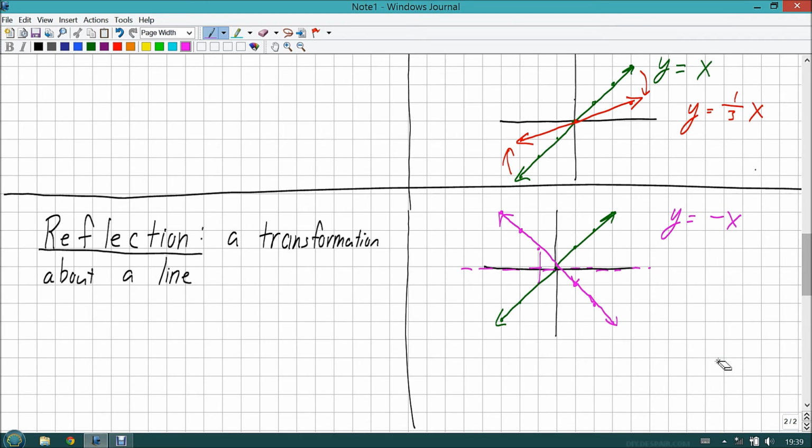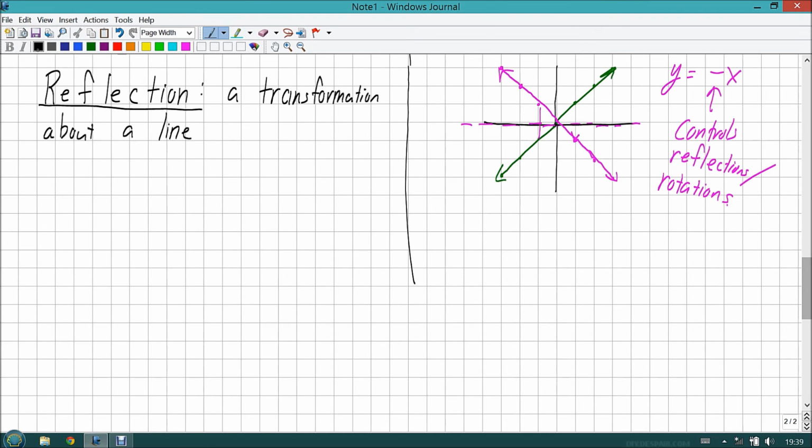So it looks like rotations and reflections are controlled by the multiplier. So this multiplier controls reflections and rotations. And later on, we will see that it controls a lot more than just that. But that's for another day. For now, we just know that the multiplier of our x value controls reflections and rotations.